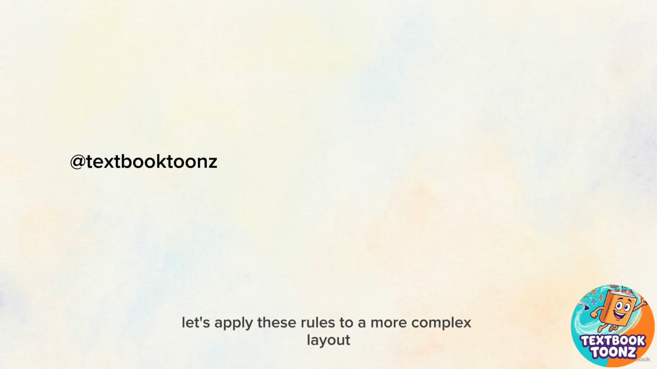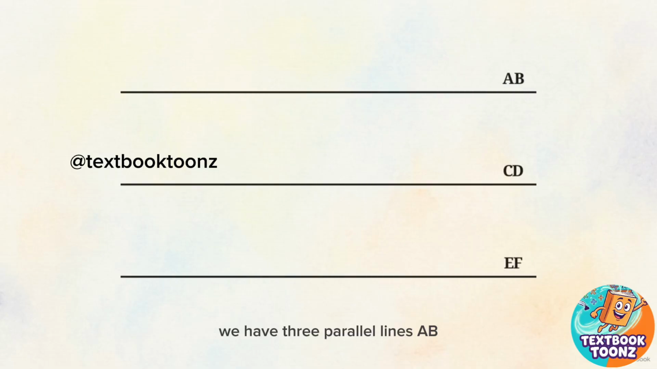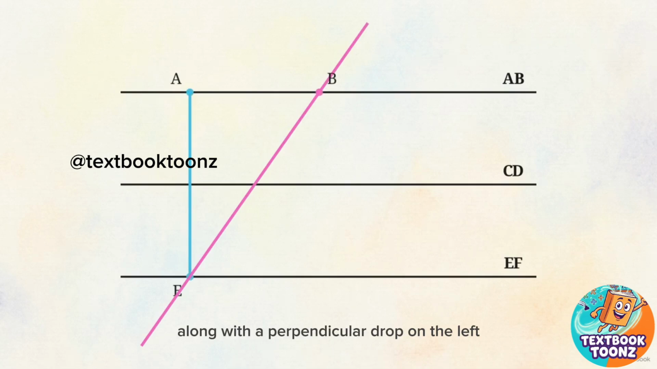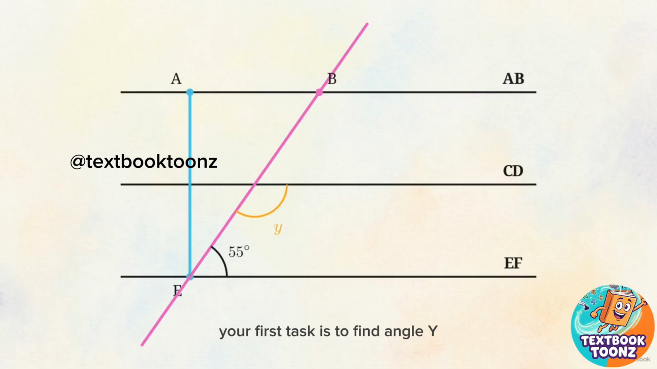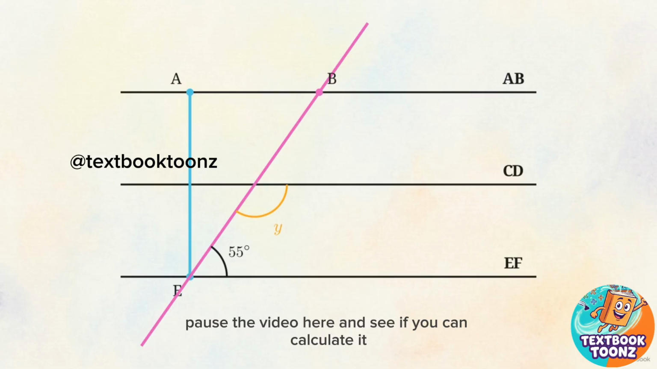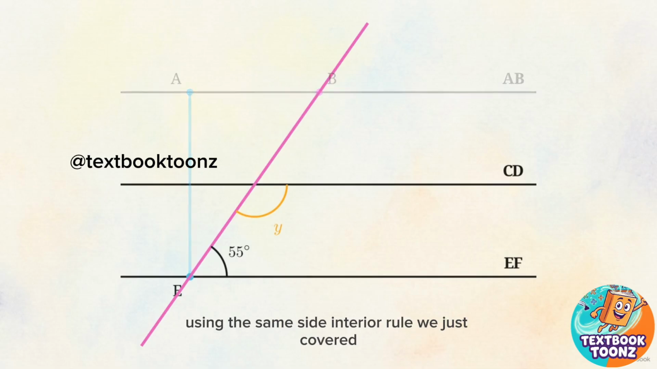Let's apply these rules to a more complex layout. We have three parallel lines, AB, CD, and EF, along with a perpendicular drop on the left and a diagonal transversal on the right. Your first task is to find angle Y. Pause the video here and see if you can calculate it using the same side interior rule we just covered.